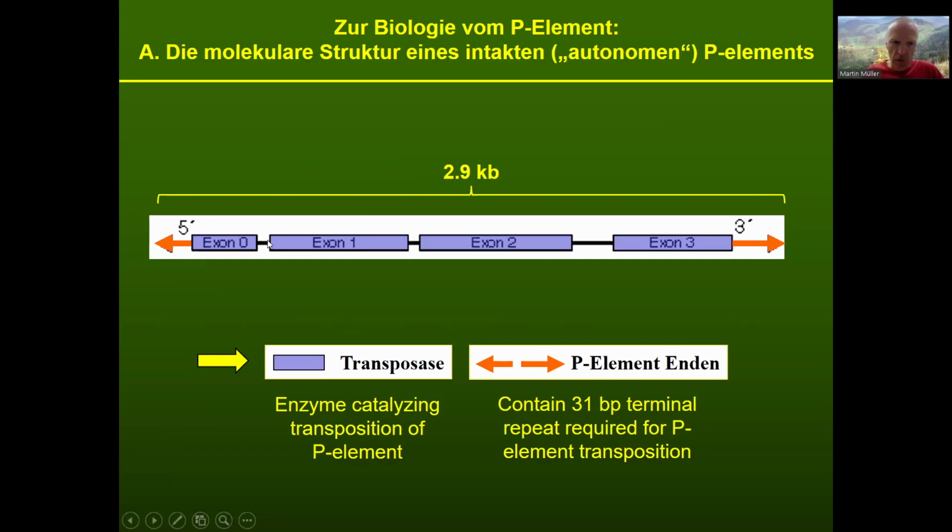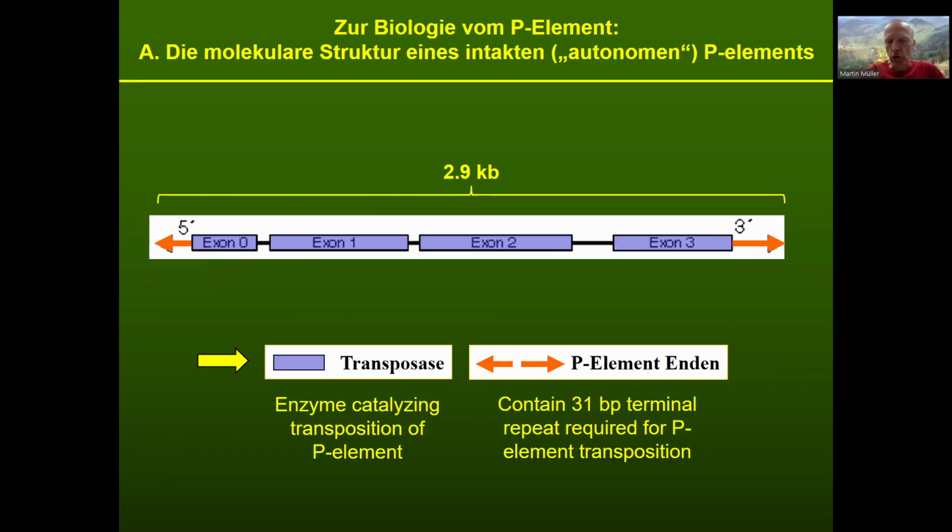The gene in here codes an enzyme called transposase. It's required to let the transposon jump around in the genome, and the P element ends contain 31 base pair terminal repeats required to jump around. So as long as a P element has this transposase and the P element ends, the transposon can move around in the genome.